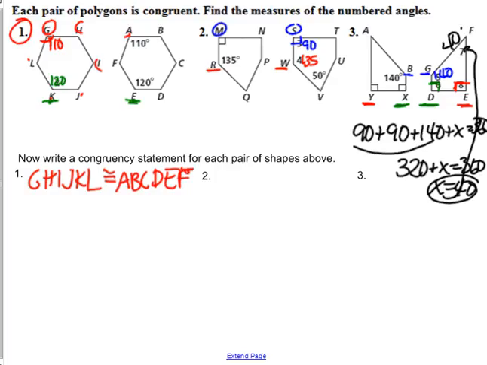If we look at the second pair of shapes, we've got M, N, P, Q, R. I started in the same spot. M, N, P, Q, R. That's congruent to, I'm going to start again with this upper left-hand corner, S, T, U, V, W.